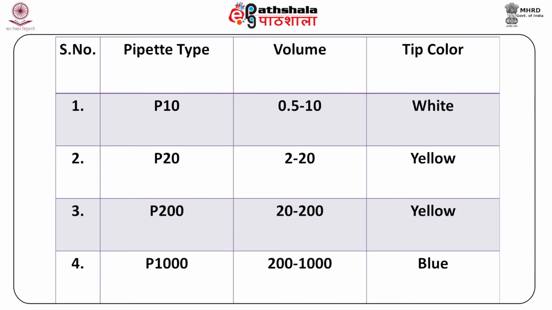P200, volume 20 to 200, tip color yellow. Next is P1000 with volume 200 to 1000, with tip color blue. Every micropipette manufacturer recommends checking the calibration every 6 months if used regularly.